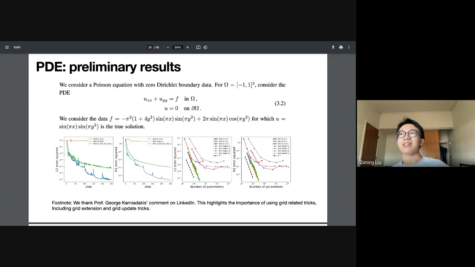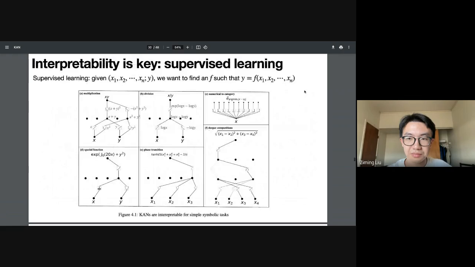Maybe we need some adaptive grid allocation, something like that. But here it's just naively implemented as uniform grids.